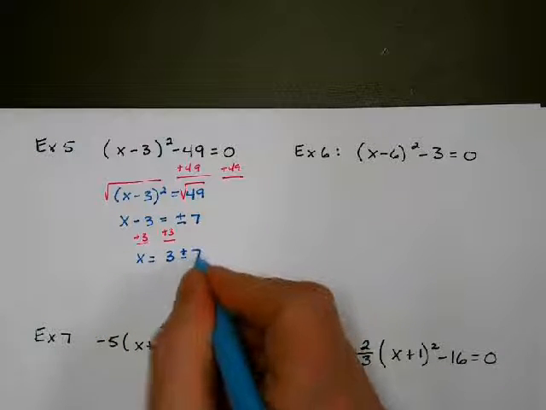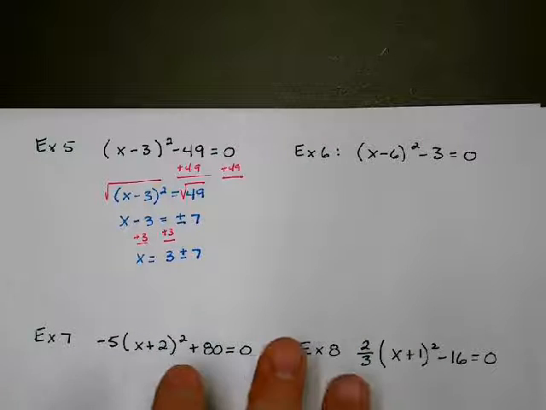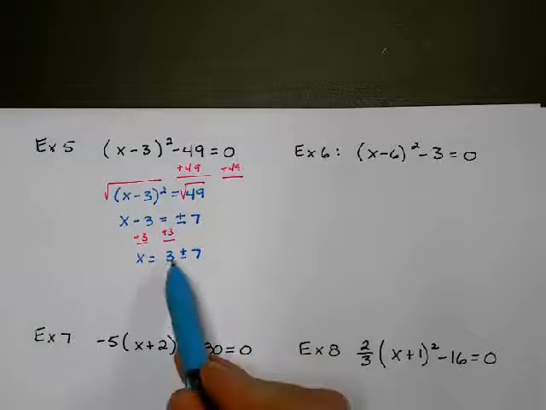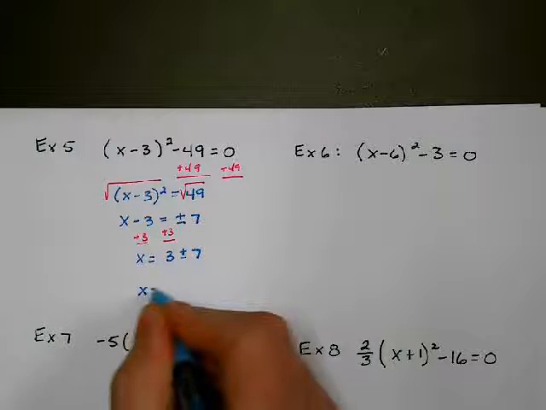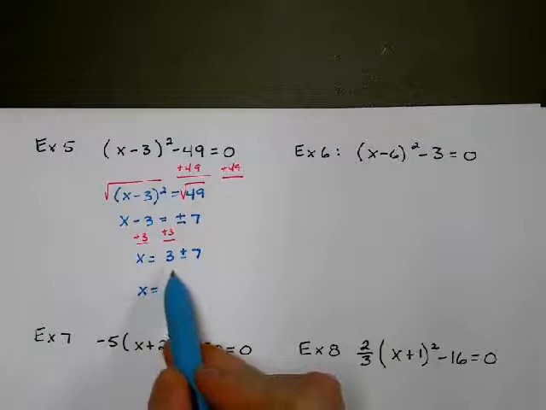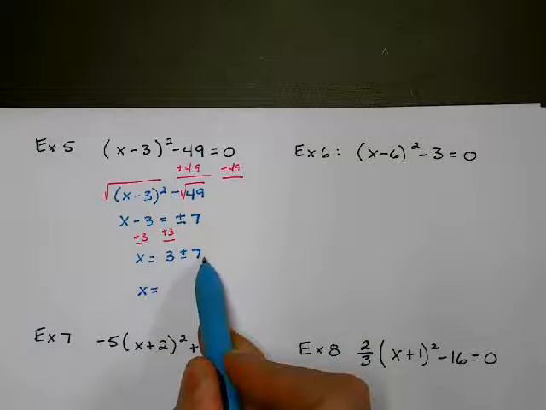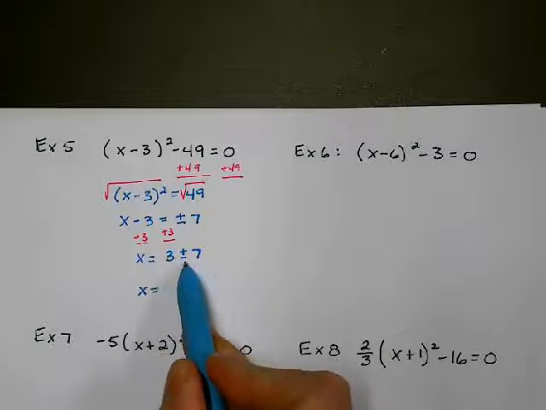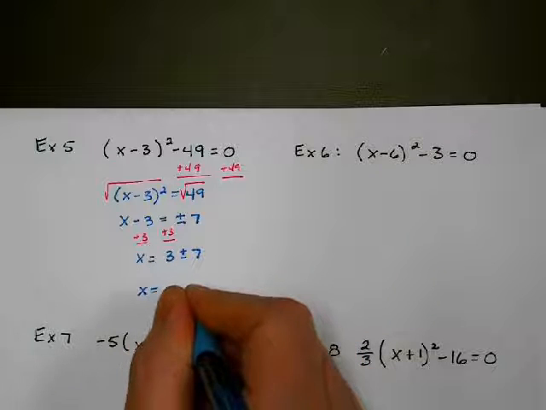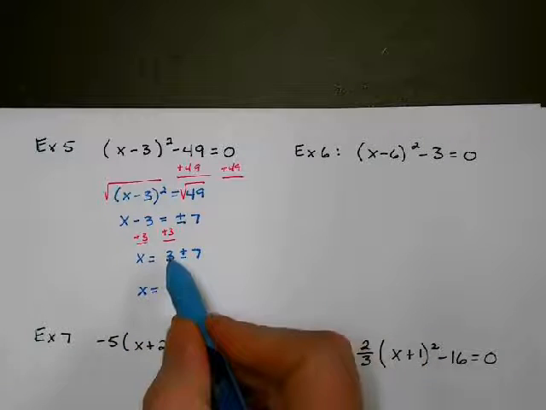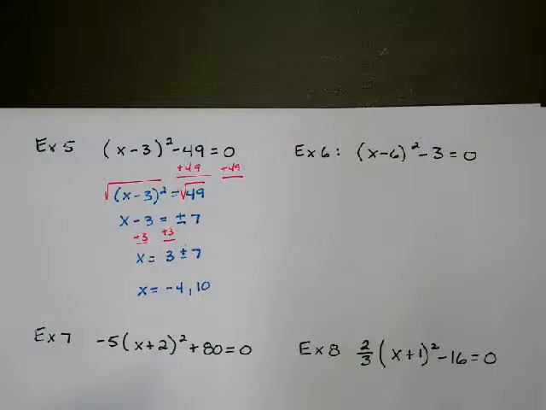Okay, now there's two answers here. We don't want to leave our answers like this because I can actually find the two answers. The two answers are found by doing 3 minus 7 and then 3 plus 7. So 3 minus 7 would be negative 4. And then 3 plus 7 would be positive 10. So my two x-intercepts would be at negative 4 and 10.